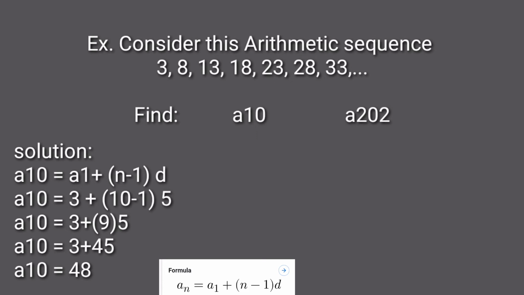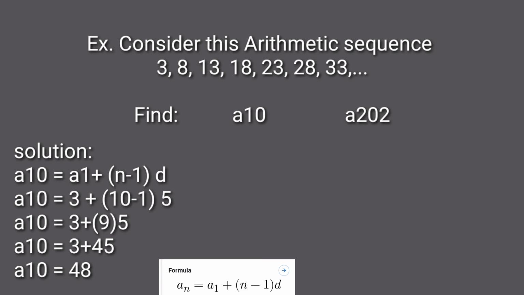So we substitute those numbers. We have a10, the 10th term, equal to 3 plus the quantity of 10 minus 1, multiplied by 5. So a10 equals 3 plus 9 times 5, which is 45, plus 3, that would be 48. So the answer, the 10th term of this arithmetic sequence, is 48.